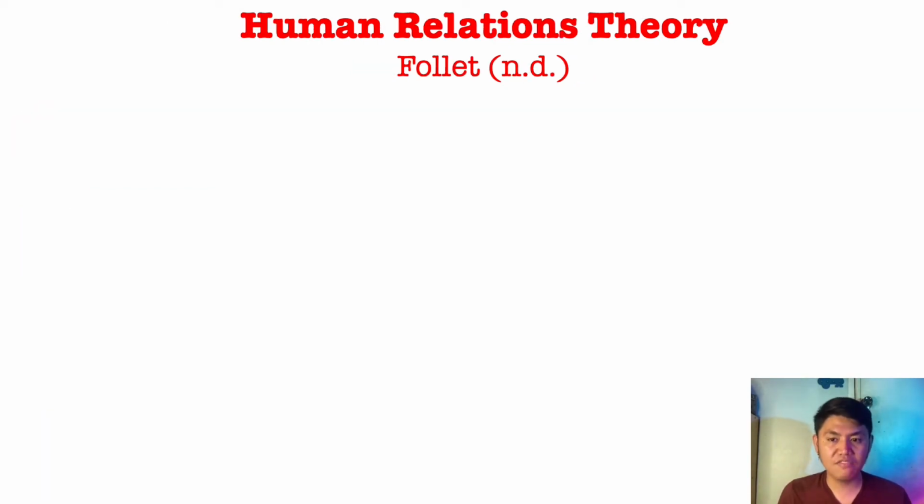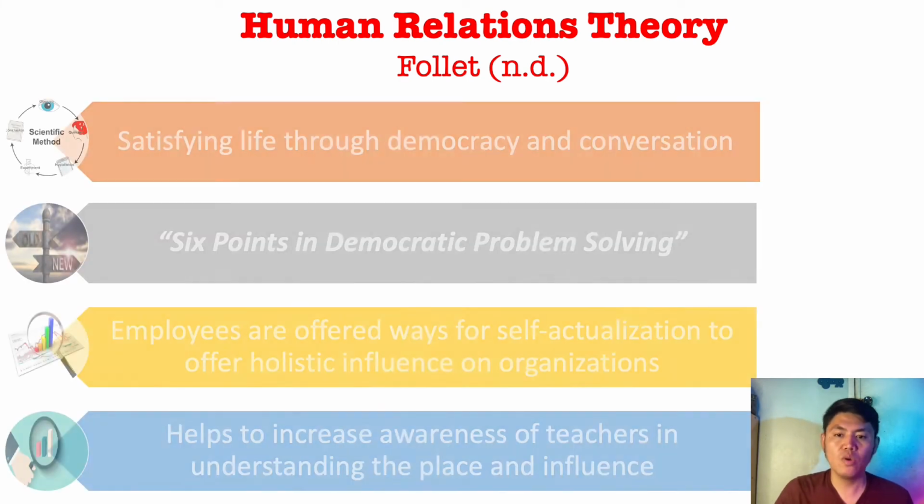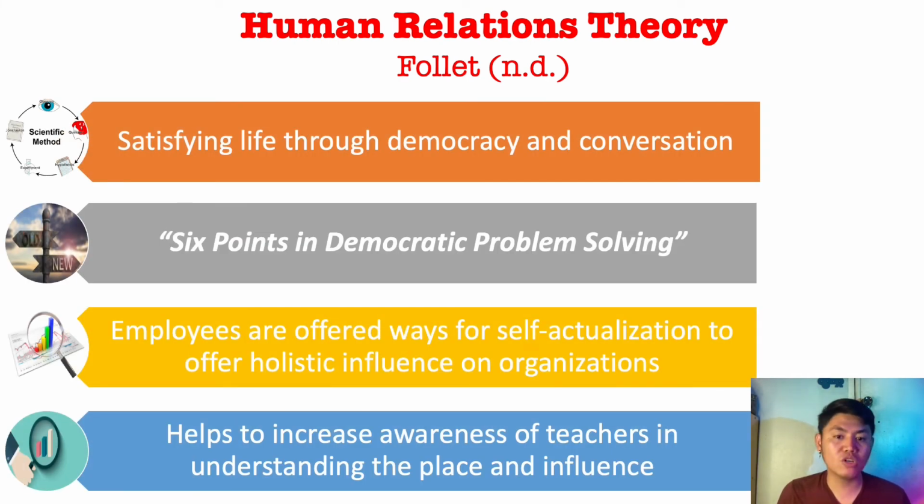Mary Parker Follett developed the human relations theory with regards to employees having a more satisfying life by being given the opportunity to solve conflicts through a process of democracy and conversation. According to this theory, there are 6 points in which democratic problem solving happens in human relations. Number 1 is listening to each other's point of view. Number 2 is accepting others' viewpoints. Number 3 is integrating these viewpoints in pursuit of a common goal.